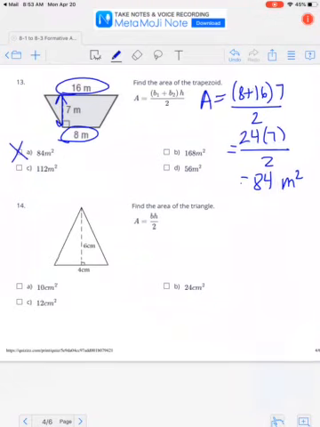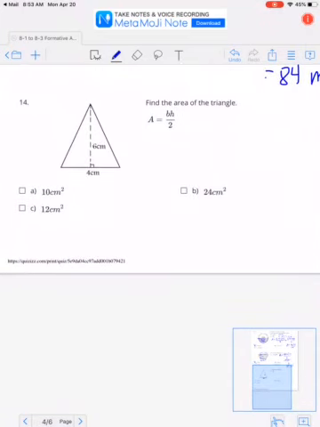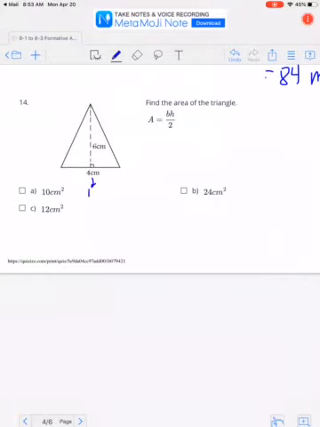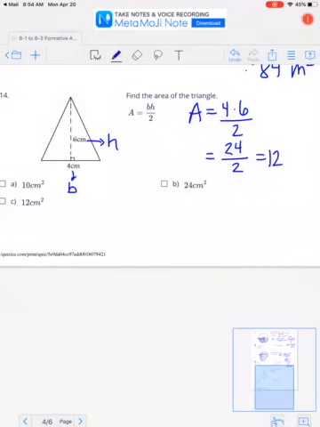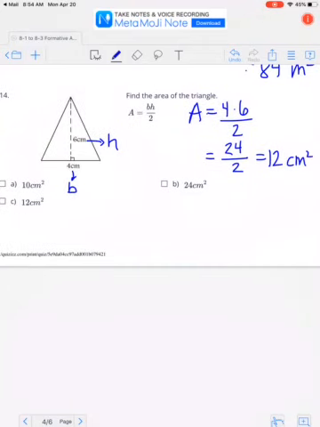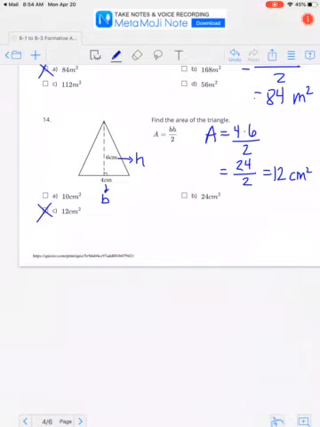All right, number 14. This is for area of a triangle. We have our base times our height divided by 2. So for 4, the 4 is our base, 6 is our height. So we're going to do area is equal to 4 times 6 divided by 2. So 4 times 6 is 24. And then dividing by 2, we get 12. And remember, it's our units and then squared. So that would be letter C.